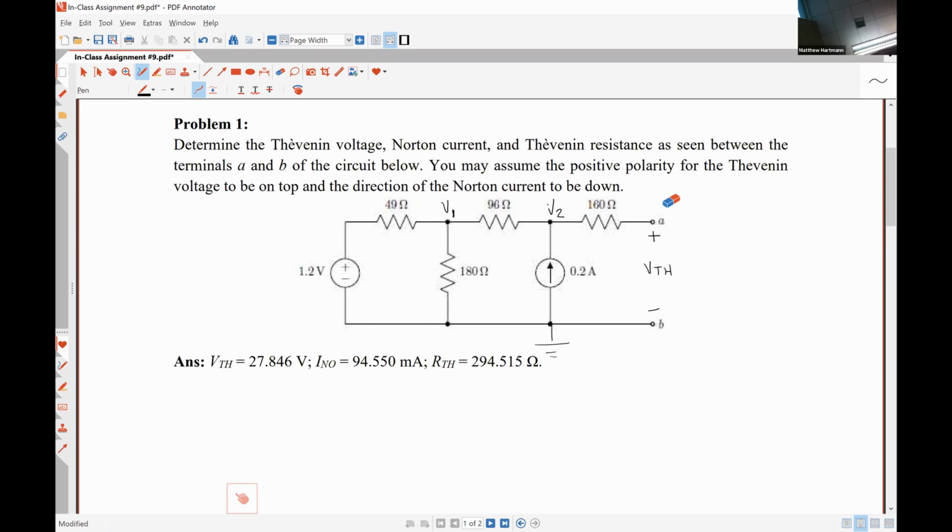All right, so let's do KCL at node 1. So who wants to start me off there? KCL at node 1 means we want this current, and this current, and add them together and set it equal to 0. So somebody tell me what to do.